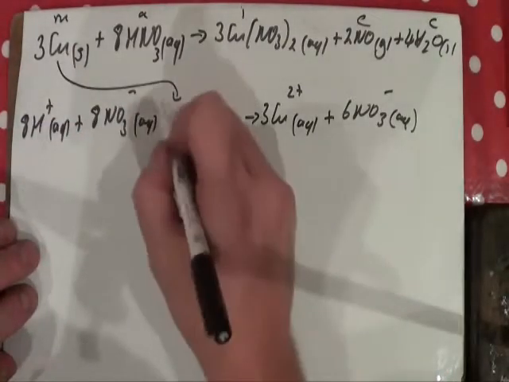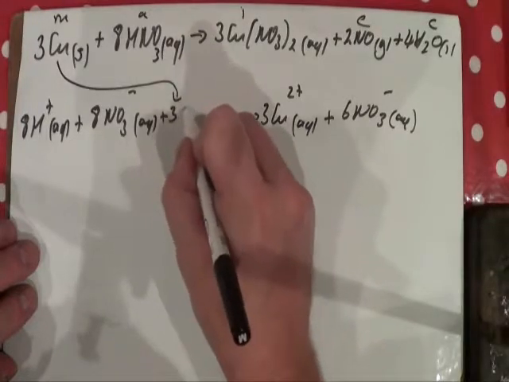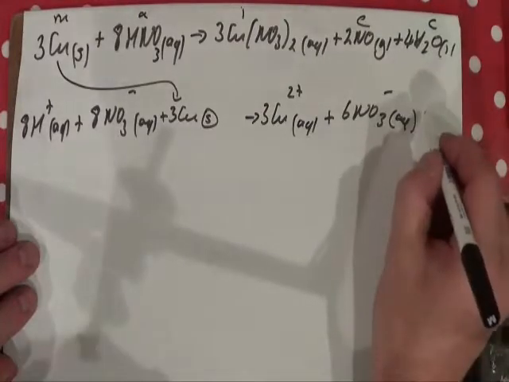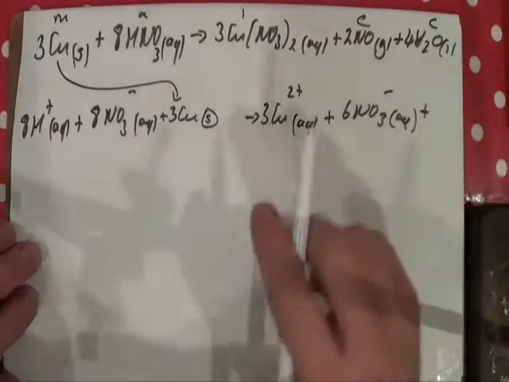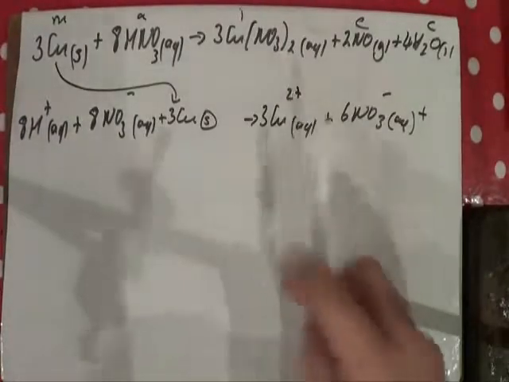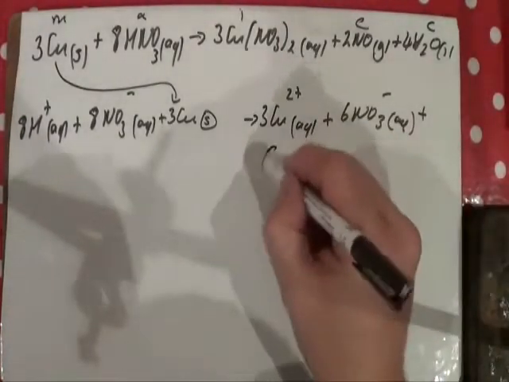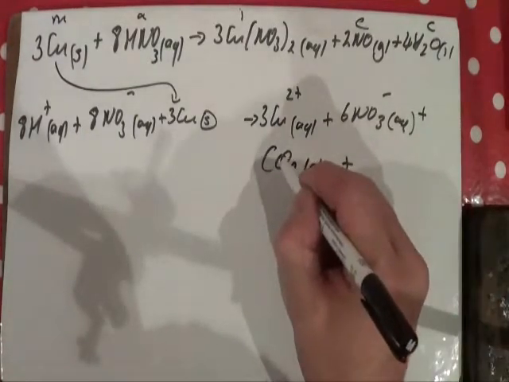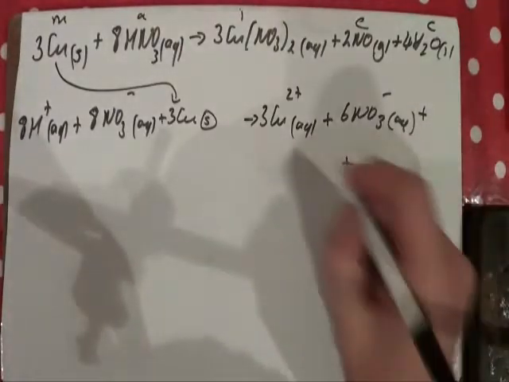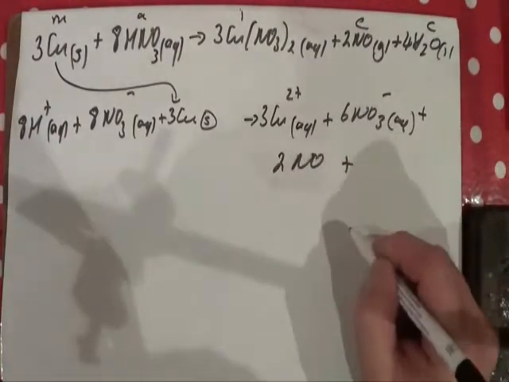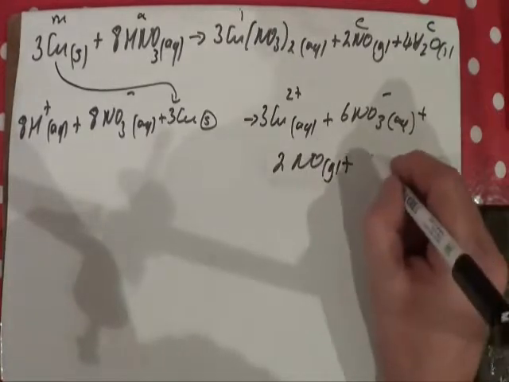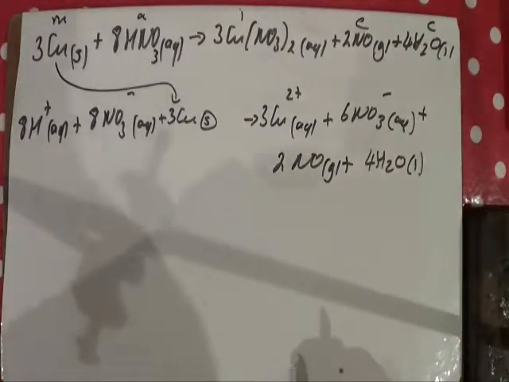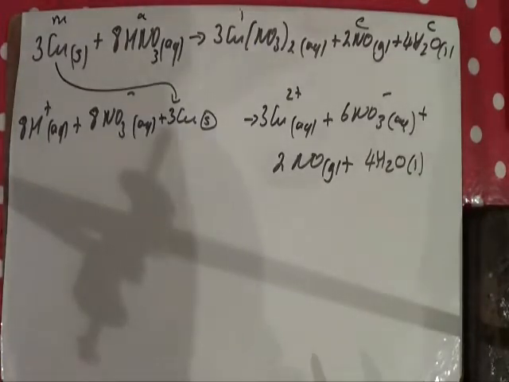So we'll bring our copper from here. So 3 Cu solids. Okay, covalently bonded substance. So we will bring our nitrogen monoxide, which is a gas, down to there, and our water. Okay, so let's go through it and see if we can pick out our spectator ions.